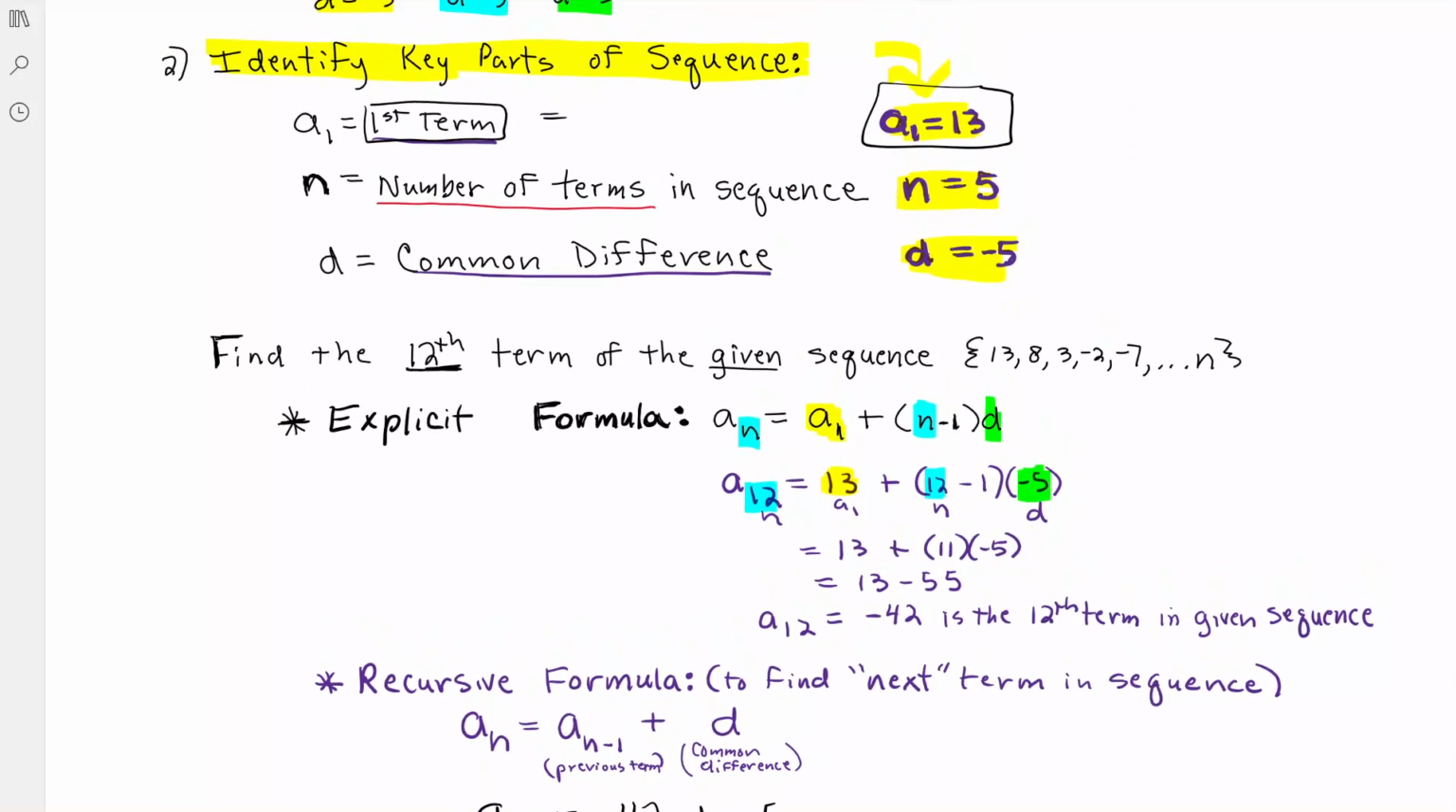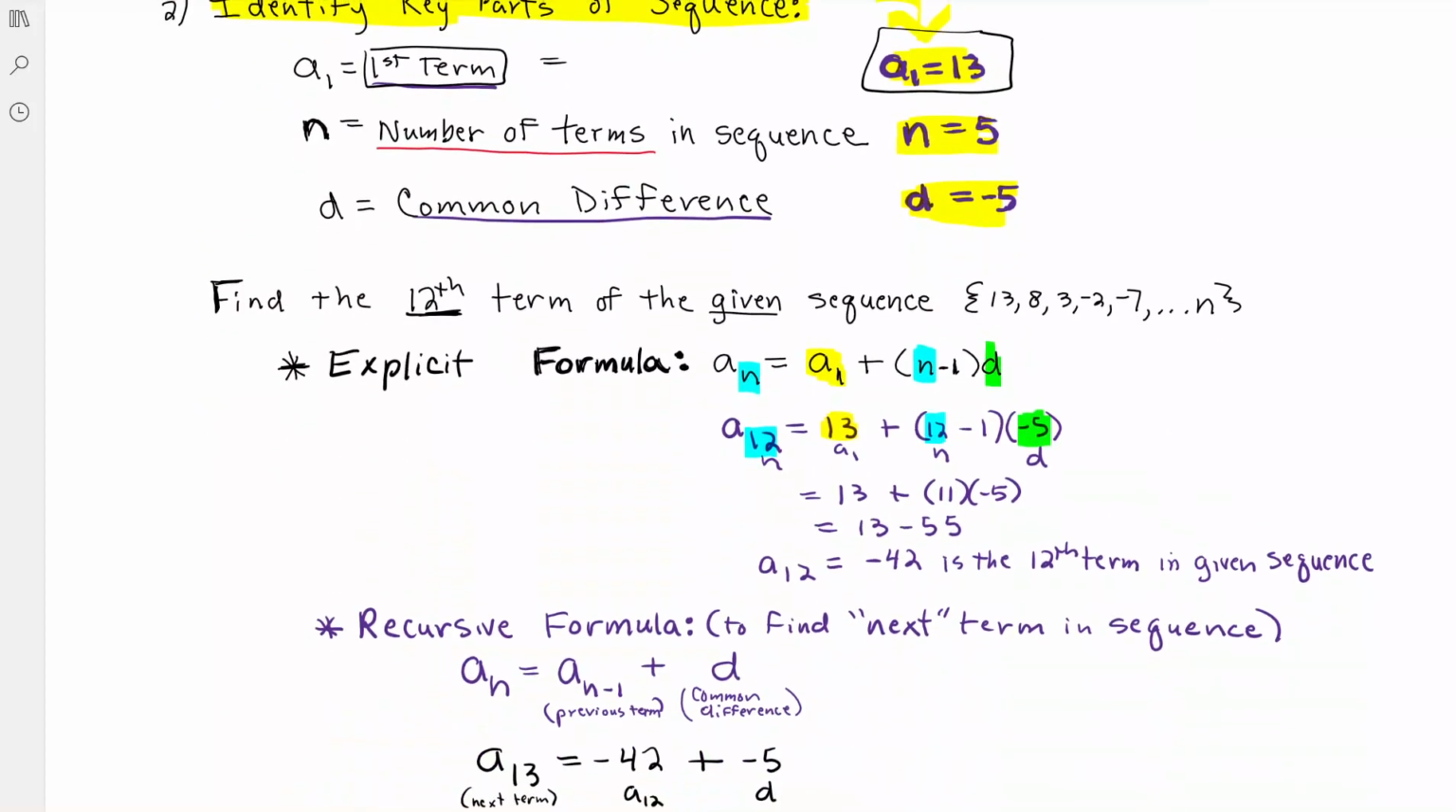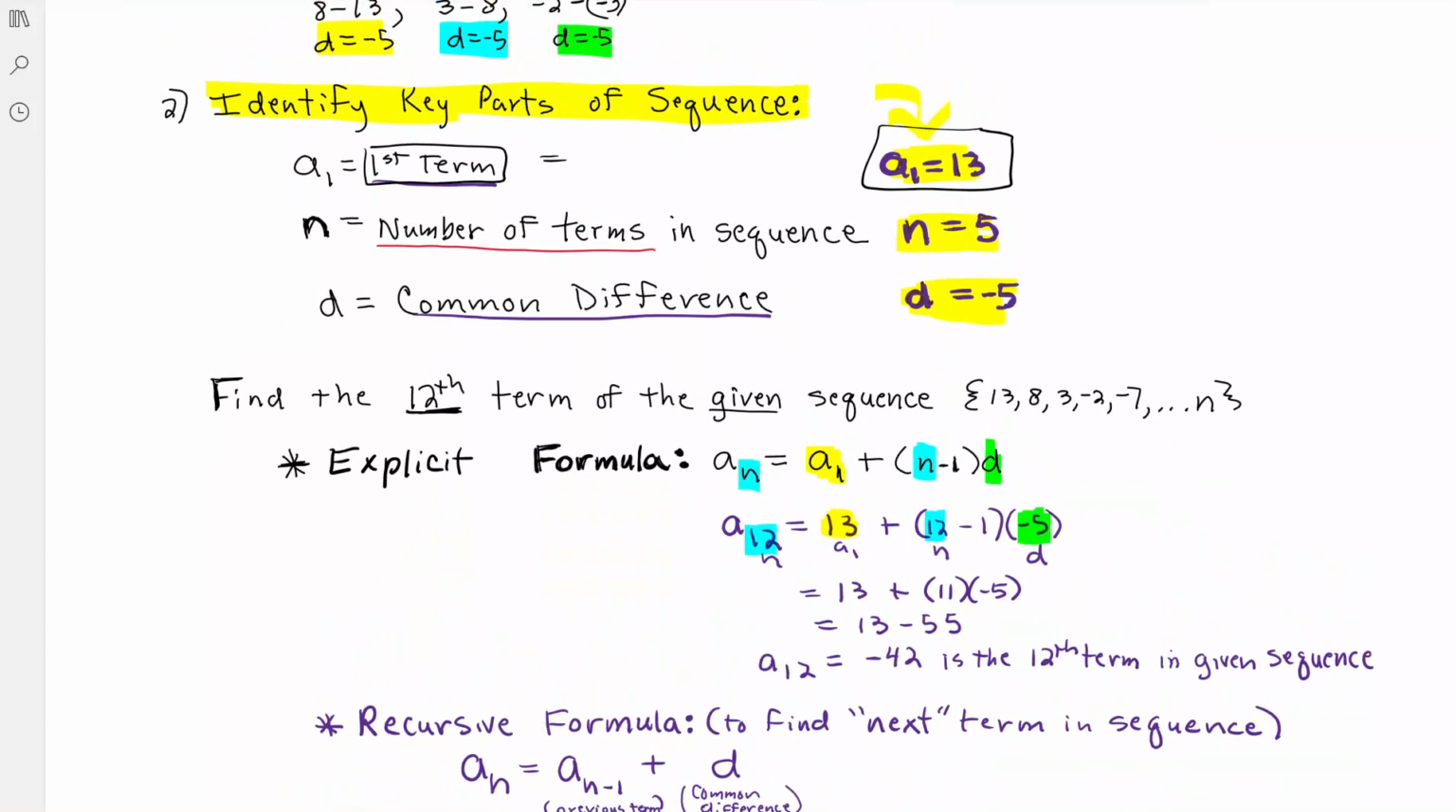And now we only know 5 of the terms, but let's find the 12th term, or we could find the 100th term. That part doesn't matter. 12 is going to be the new N, and the D is still the same, and the first term is still the same. So A is our first term, N now is going to be 12, and D is still -5, and here's the explicit formula.